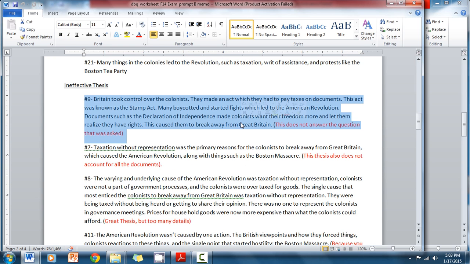So student number 9 here, their thesis is that Britain took control over the colonists. They made an act which they had to pay taxes on documents. This act was known as the Stamp Act. Many boycotted and started fights which led to the American Revolution. Documents such as the Declaration of Independence made colonists want their freedom more and let them realize they have rights. This caused them to break away from Great Britain.